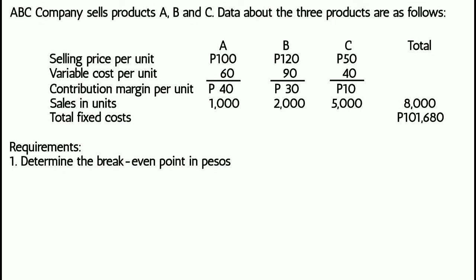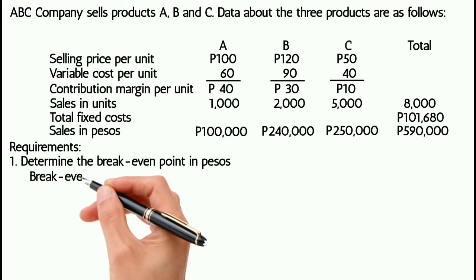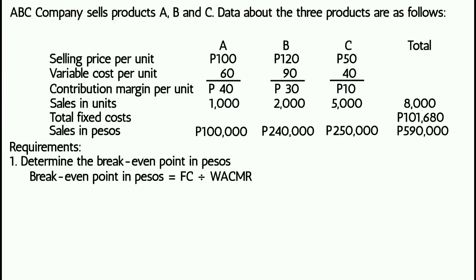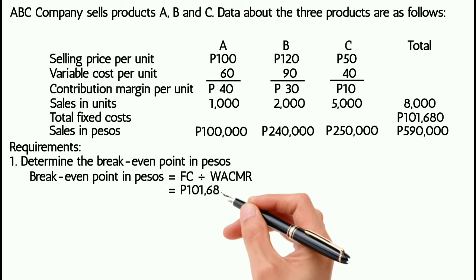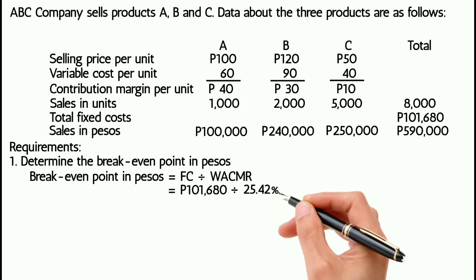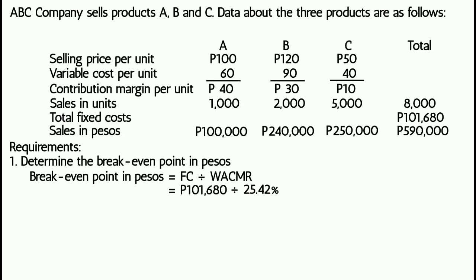At this point, we can now compute for the break-even point in pesos. Break-even point in pesos is equal to fixed costs divided by weighted average contribution margin ratio. Ang fixed costs ay 101,680 pesos at ang weighted average contribution margin ratio ay 25.42%.